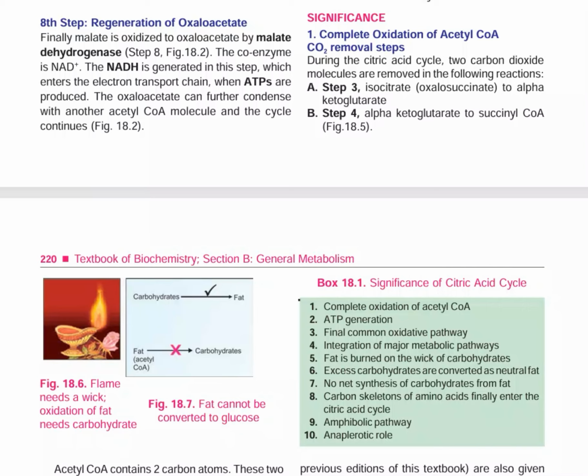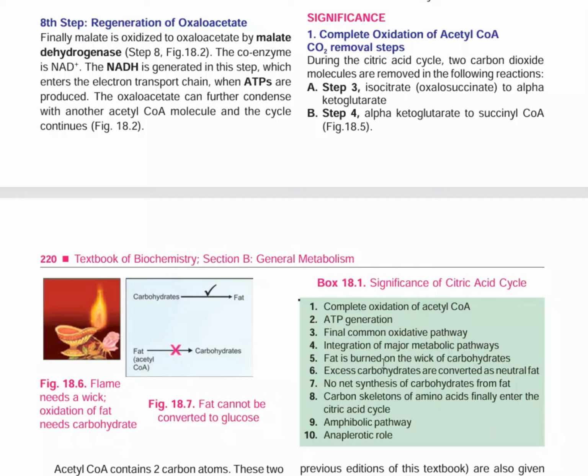We have learned about the reaction sequence of the TCA cycle. Now today we'll learn about the significance of the TCA cycle. If you see, there are 10 important significances of the TCA cycle.